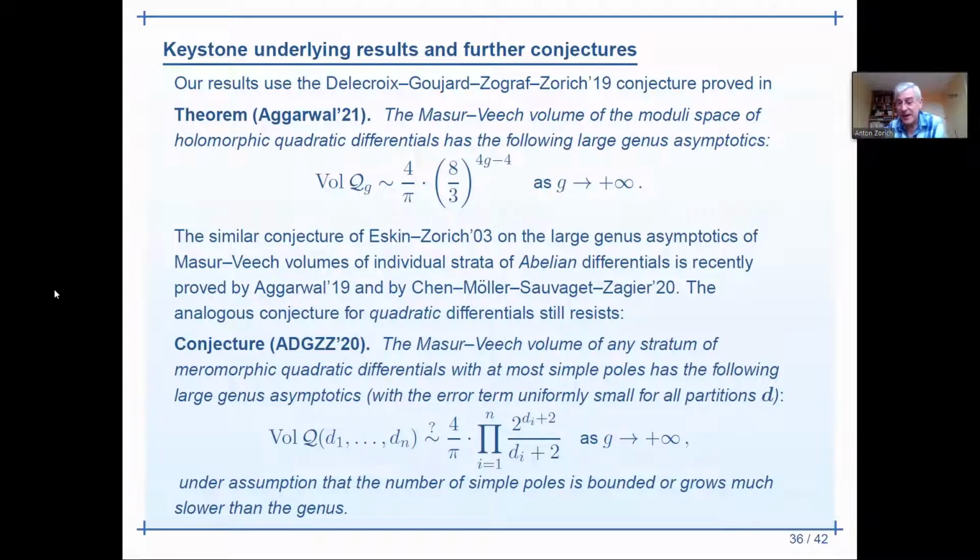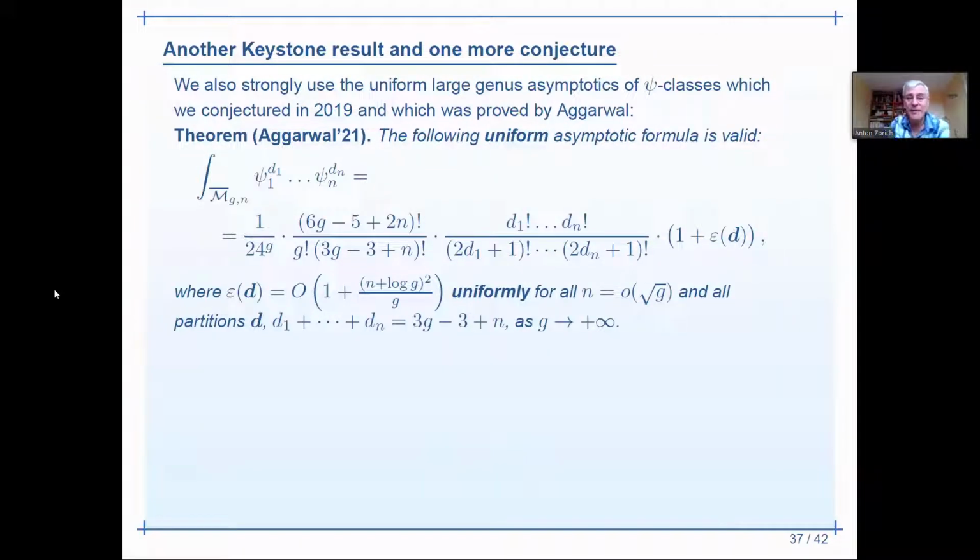And to my mind, this is like on the next slide. So this is the formula of Aggarwal for approximation of intersection numbers. So we have the intersection number on the left, and we have a simple-minded expression in factorials on the right, where we hide everything in this factor which is 1 plus epsilon of d, where d is a partition of 3g minus 3 plus m, right? So basically, the whole story is about what can be said about this epsilon of d. And the claim is that when n grows slower than g, when n is little o of square root of g, then uniformly for all partitions, we have a uniformly good approximation.